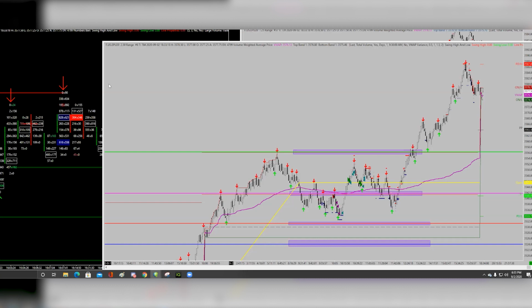The VWAP is this purple line you guys can see on my screen right here. It's this purple line that I just outlined. You can see it kind of goes vertical, but this is because a new day has started. What it is, it's a volume weighted average price. So it's kind of similar to a moving average. However, it's weighted on volume. So we like it a lot better. Volume dictates a lot of the price movement.